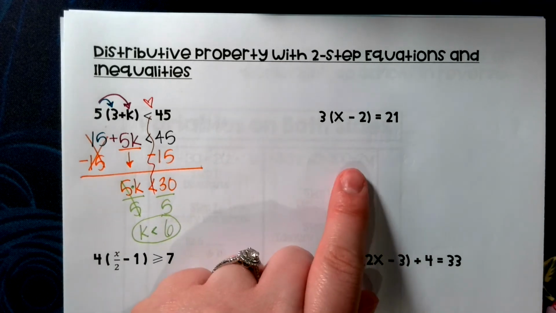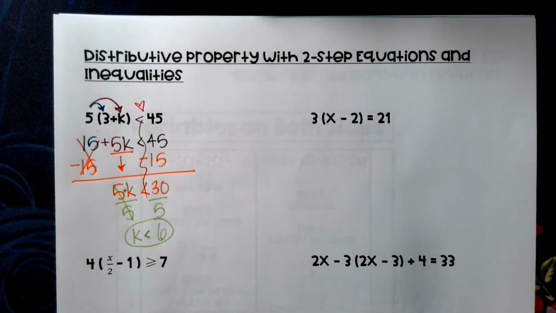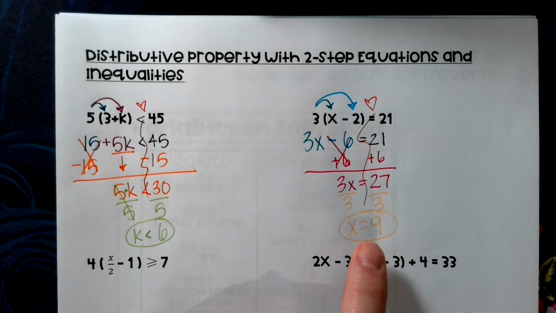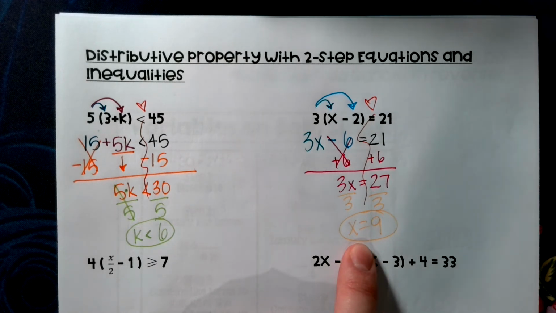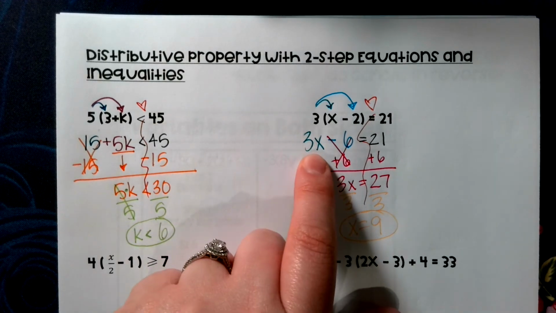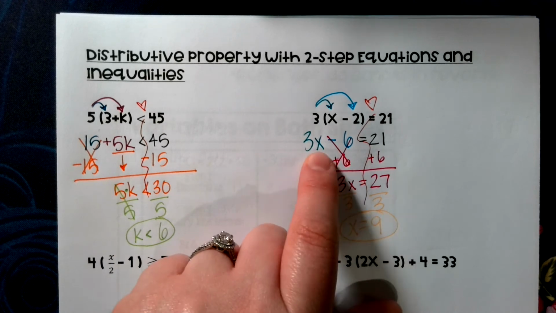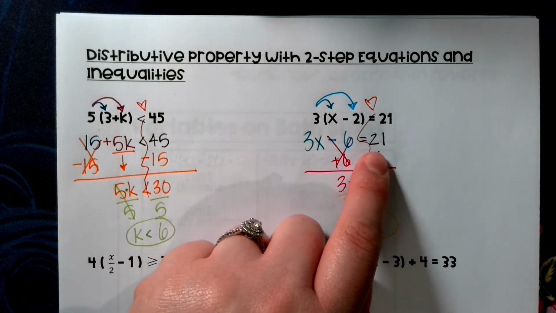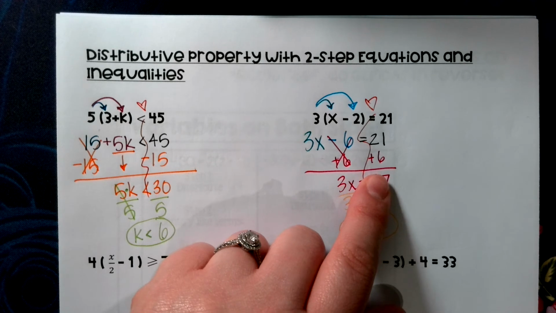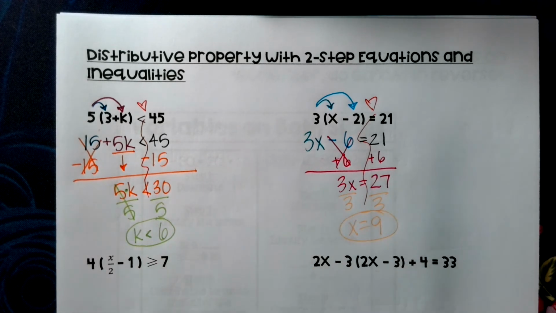Go ahead, try this one on your own. Pause the video, check back with me, see how you did. All right, for this side, you should get x is equal to 9. When you did the distributive property, you should have gotten 3x minus 6 or 3x plus negative 6 is equal to 21. Add 6 to both sides, divide by 3, x is equal to 9.